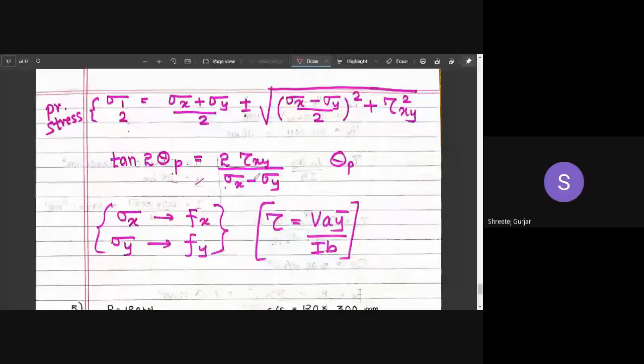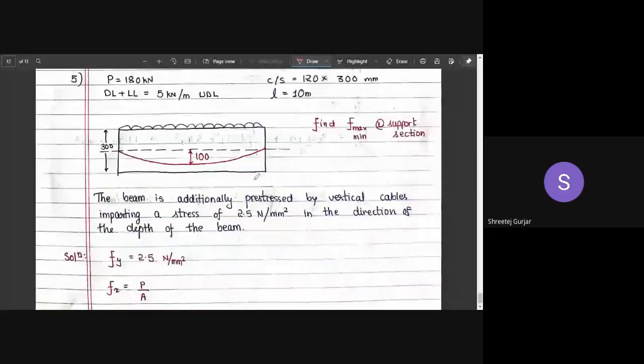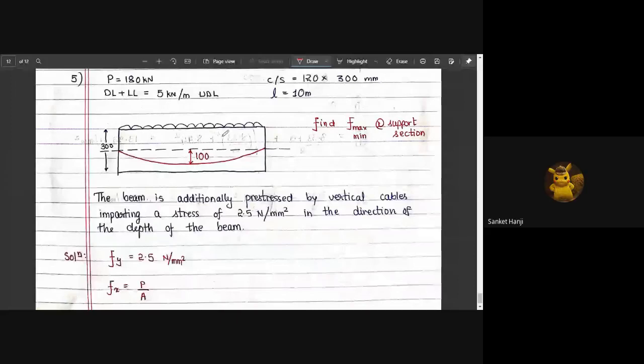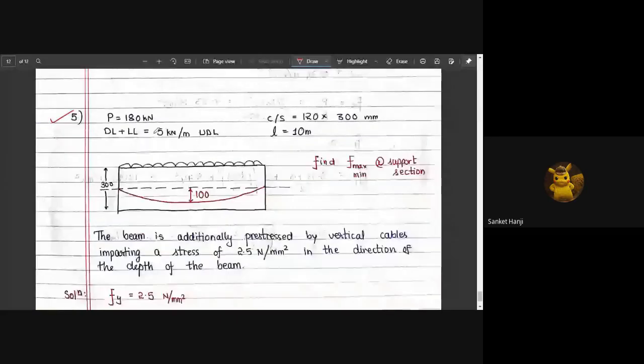Yes, sir. Okay. So here you can see we have the last numerical. P is given to us, the total load, which is dead load plus live load. This UDL which is acting is 5 kilonewton per meter. Cross section of the beam is given to us, 120 by 300. Length of the beam is 10 meters. This is the given data.